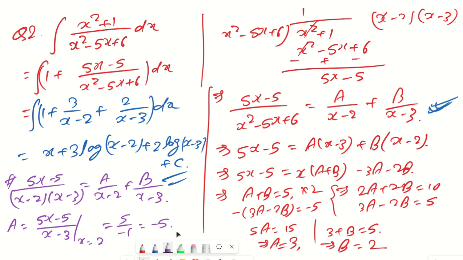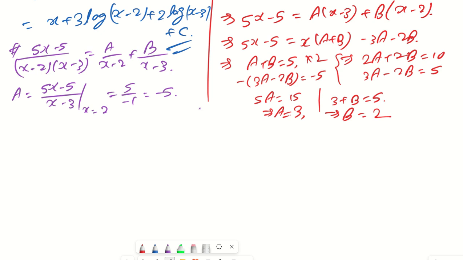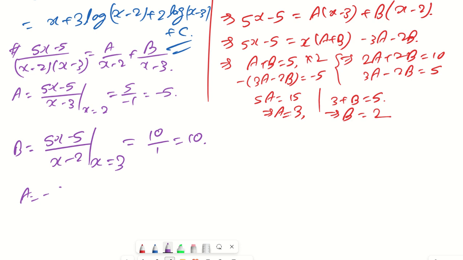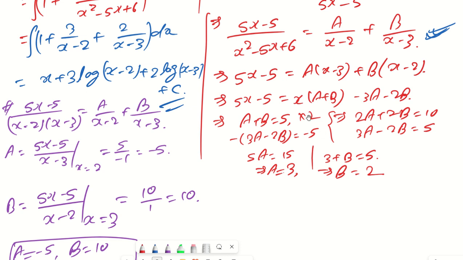Understood? So a is equal to minus 5, and b will become (5x minus 5) by (x minus 2) at x equal to 3, because the denominator x minus 3 equal to 0 gives x equal to 3. So 5 threes are 15 minus 5, that is 10 by 1, that is 10. So a is equal to minus 5 and b is equal to 10. Utilize this method to solve this, because by equating this you may end up getting a lot of trouble.